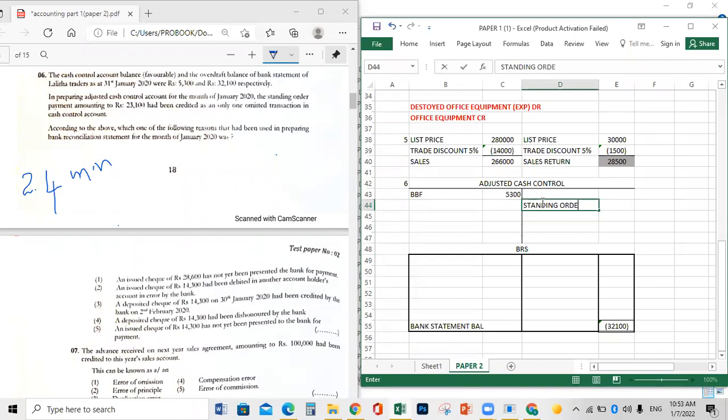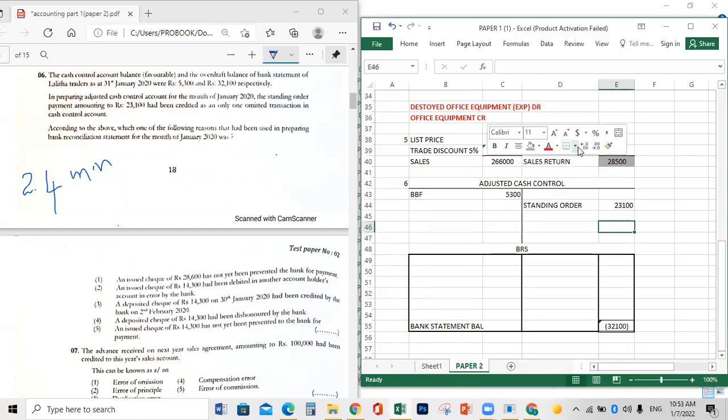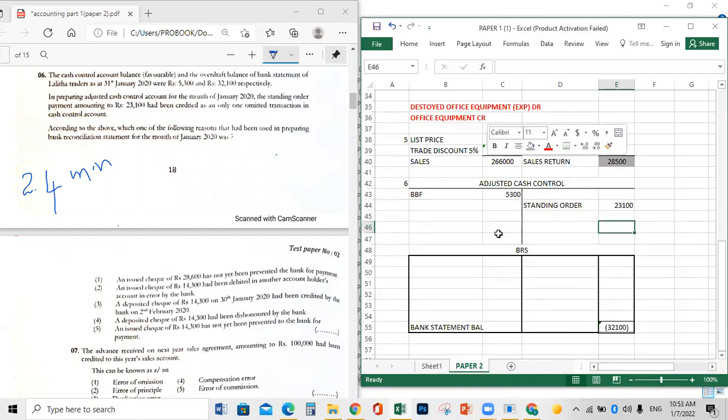23,100. 23,100. Now they are asking you, according to the above, which one of the following reasons had been used in preparing the bank reconciliation for the month? Okay, so guys, can we quickly find out? Let's take a closing balance. They are telling only the bank reconciliation, the reason for the difference. Let's take the closing balance and see how much we get.